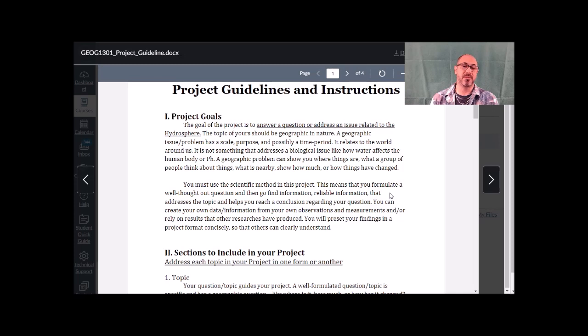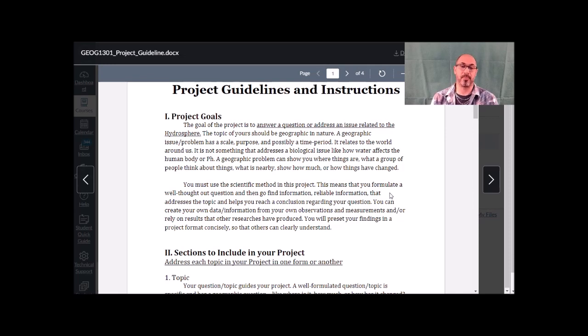The goal of this project is to answer a question or address a topic related to the hydrosphere, the first module that we covered in this class. The topic that relates to the hydrosphere should be geographic in nature. A geographic issue or question or problem has a scale. How big is it? How much area does it affect? Is it one person? Is it a lot of people? Is it a nation, or is it a global issue?